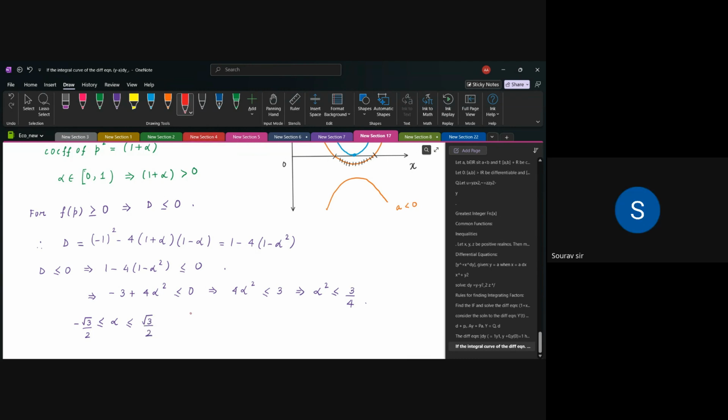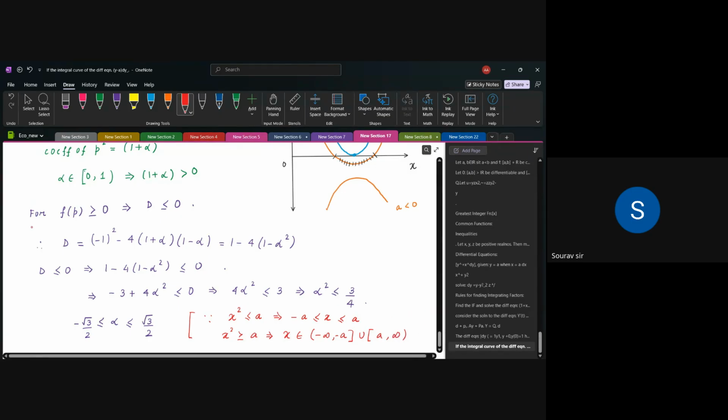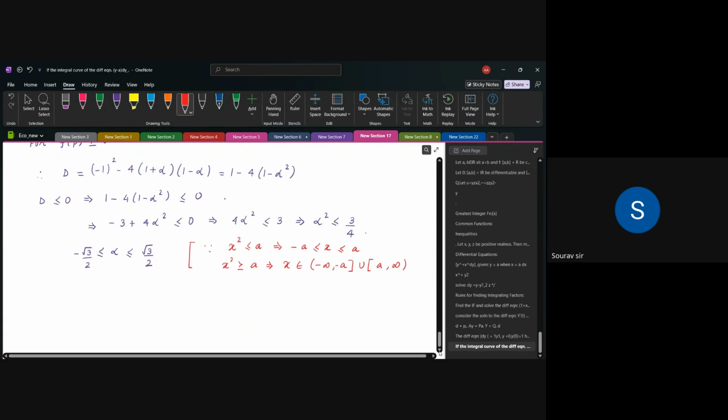Okay. So maybe I'll just write this down once more. If you have x square less than or equal to a, what does that tell you? That x lies between minus root a to root a. And if you have x square greater than or equal to a, then it basically tells you that x belongs from minus infinity to minus root a union root a to infinity. Correct? So that means by solving this inequality, we get the range of alpha from minus root 3 by 2 to root 3 by 2.